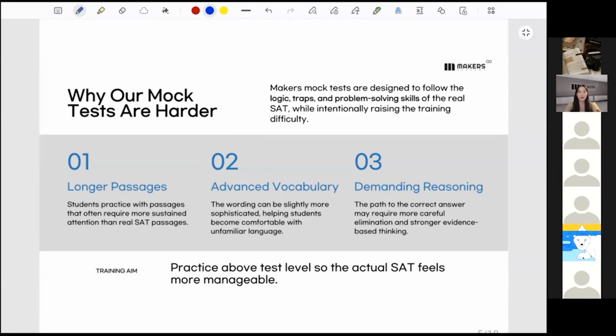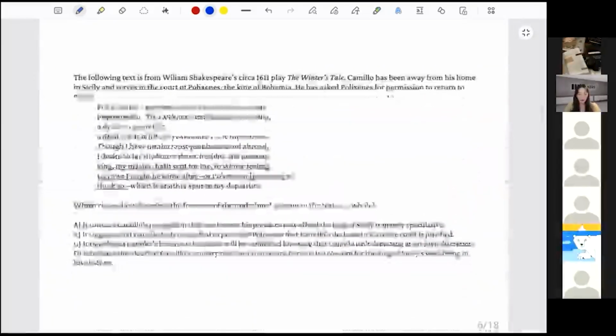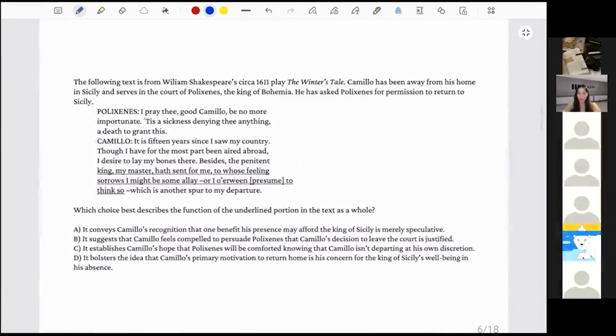That said, for today's sample class, I wanted to focus on real SAT questions so that you can develop a clear understanding of the actual difficulty level and the type of thinking required on test day. So these are not Makers Made questions. These are questions from the actual past papers. The first question that we're going to look at together is a literature question, and it's also a function-of-the-underlined-portion question. As you can see, this is from Shakespeare.